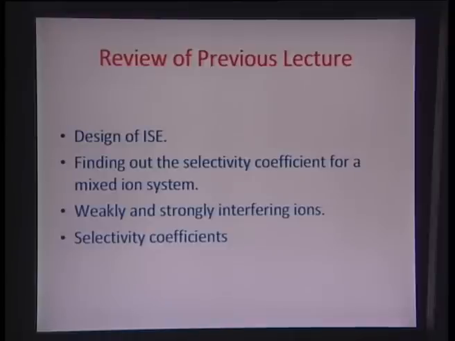We also defined the Nikolsky-Eisenman equations, where the selectivity of a particular ion of interest over the other interfering ions and their contributions to the measured EMF were studied in detail. For both the weakly and strongly interfering ions, we compared how this EMF variation would take place, and we solved several numerical examples to look at the different practical aspects of design of such electrodes.